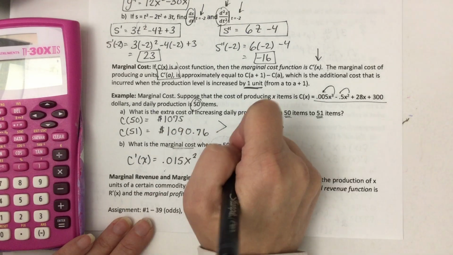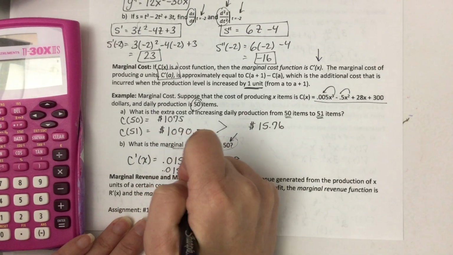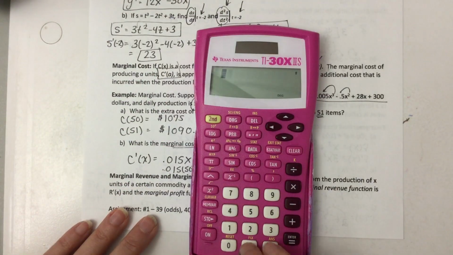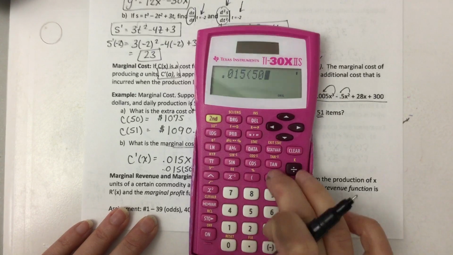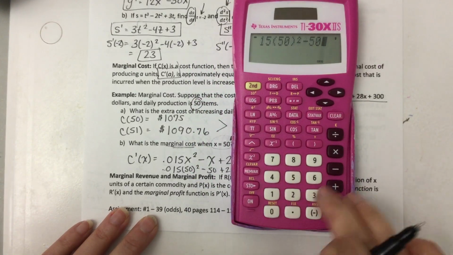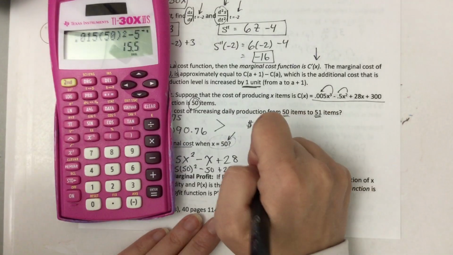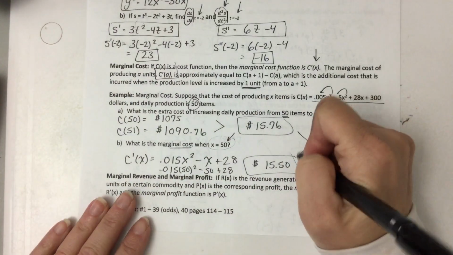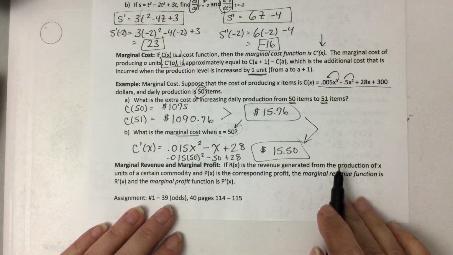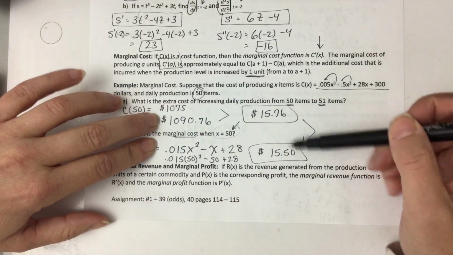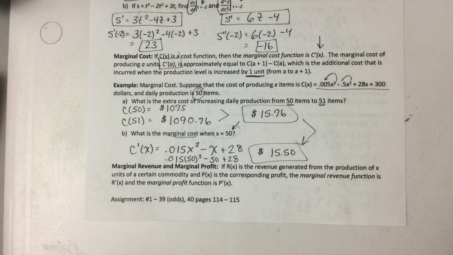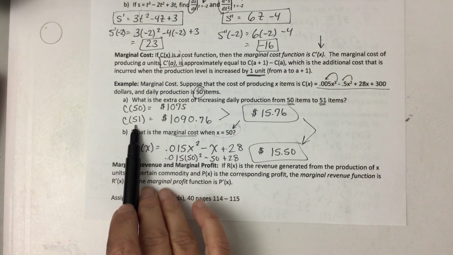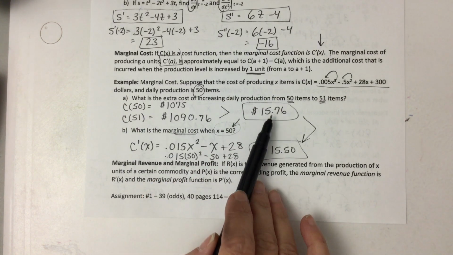Now to find the marginal cost, if x is 50, we go ahead and fill in a 50. And if I go ahead and calculate that, 0.015 times 50 squared minus 50 plus 28. It says that it's $15.50. So what they want you to realize is that this is a really good way to make a prediction. Okay, when we're talking about this much money, we are pretty darn close when we do that calculation. So rather than having to find your actual cost right now, how much would your actual cost be? Go ahead and subtract them because this is a lot more work.